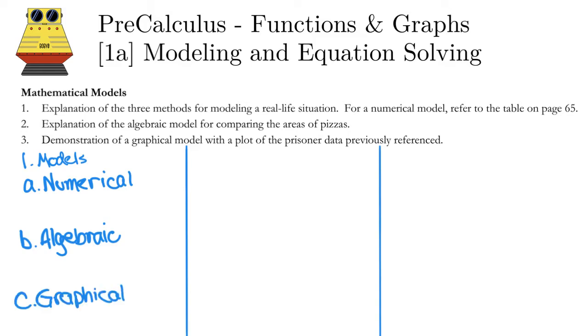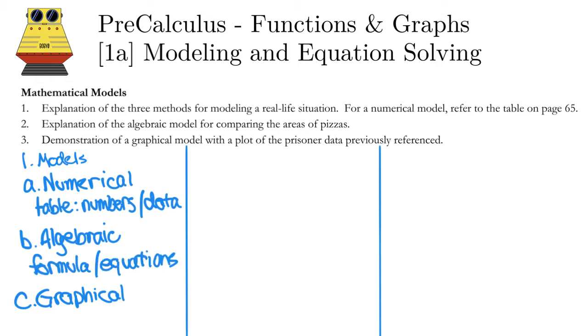With the numerical model, we're basically talking about a table that's filled with numbers or data. With algebraic, we're talking about a formula or equations. And with graphical, we're talking about a visual or some sort of sketch. I'd like to check out each one of these methods with you. The middle section is for the algebraic model, and then the right side will be for the numerical and graphical.